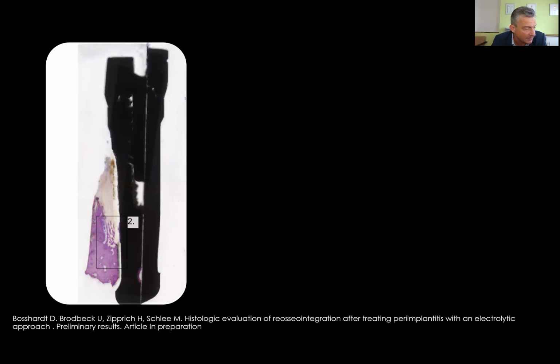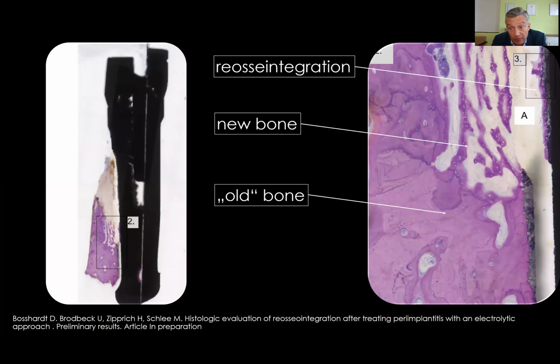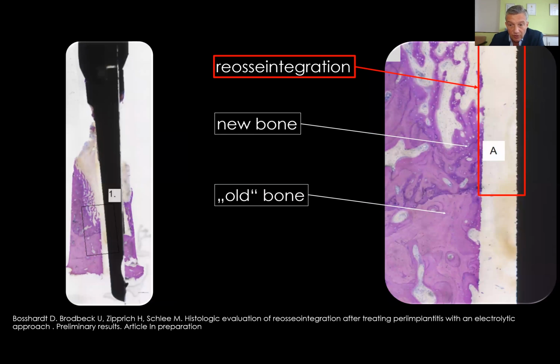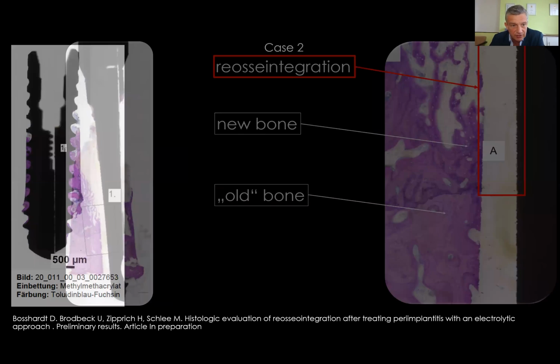And as you can see, we found a lot of new bone. Old bone is a very mature bone. And on the upper side, you see re-osseointegrated bone to the implant. I guess this is the first clinical proof of re-osseointegration worldwide. This was the other side of this implant. So we achieved a lot of new bone and a lot of re-osseointegration.